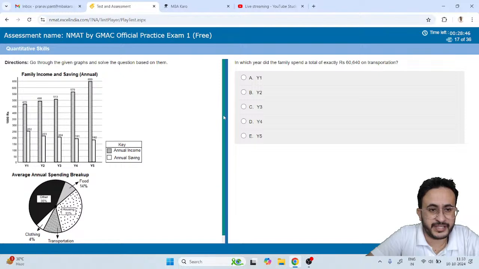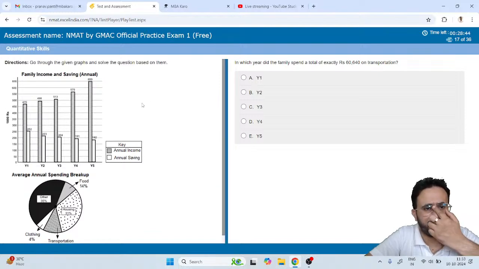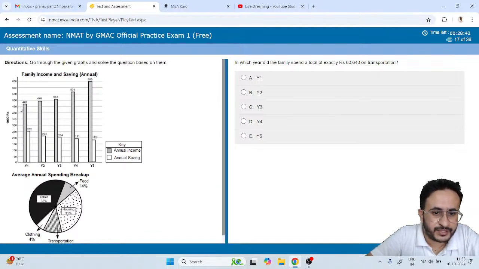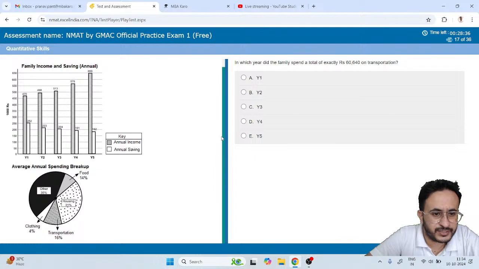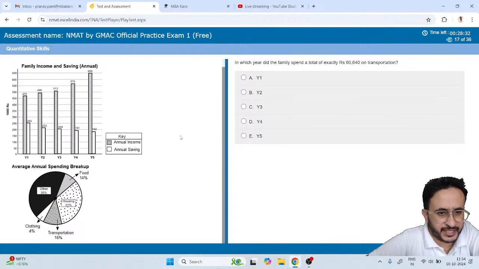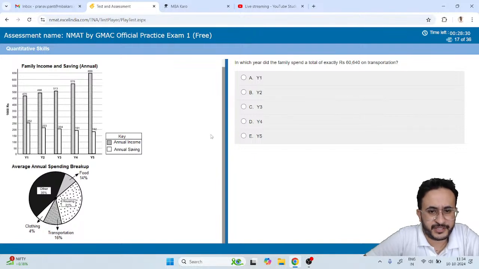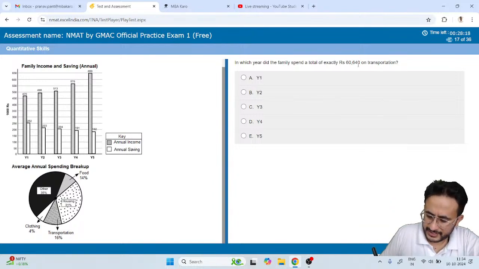Now again a DI. It says annual income and annual saving are given to us, and then the graph shows the average annual spending breakup. Whatever is remaining is the annual spending, and the breakup is given into 4. We need to assume every year it is the same. In which year did the family spend a total of 60,640 on transportation? Transportation is 16%.